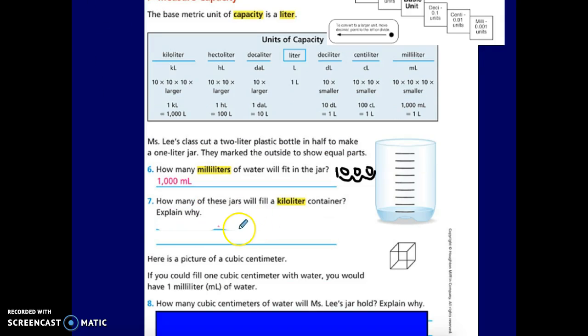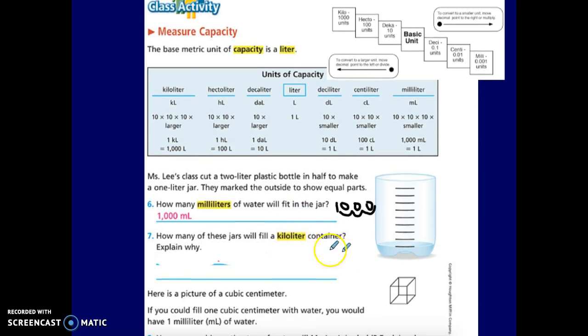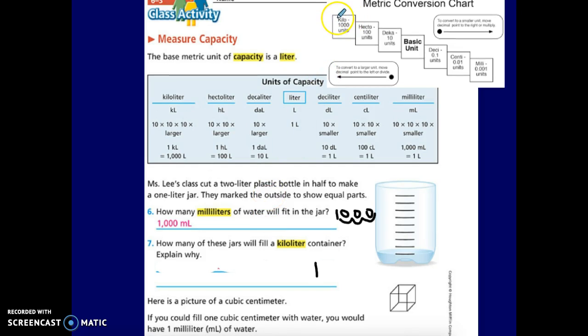Now, how many of these jars will fill a kiloliter container? Explain why. All right, so for this one, we have a 1 kiloliter container, right? And we want to move that and figure out how many liters fit in it. So we're at the kiloliter. We want to get all the way down to our base unit of liters. Let's count our steps. 1, 2, 3. So we have to go 3 steps. 1, 2, we should probably draw it, 1, 2, 3. So we have 1,000 liters will fit into 1 kiloliter. Or 1,000 jars, or liter jars, will fit into that 1 kiloliter.